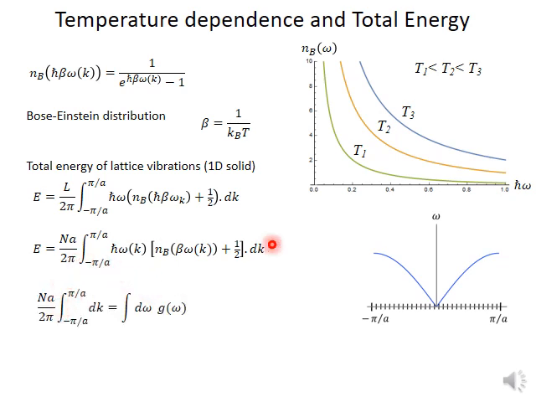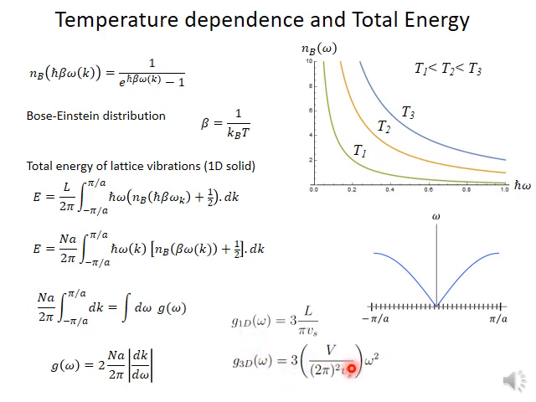You can convert this k integral into an omega integral. This is a procedure which I've already done before. I would leave it to you to do such a conversion if you define your density of states, which is a density function, and you can basically show that it turns out to be something like this. We have already calculated this density of states for a one-dimensional lattice vibration and for a three-dimensional lattice vibration case for elastic waves, and this would be true.